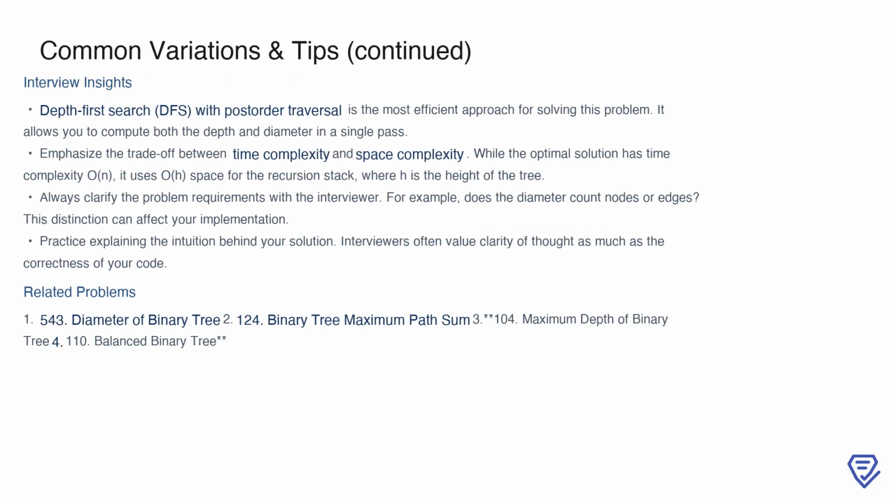Moving on to interview insights, the most efficient approach for this problem is to use depth-first search with post-order traversal. This strategy allows you to compute both the depth and the diameter in a single pass through the tree, making it highly efficient. When implementing this approach, it's important to keep in mind the trade-off between time complexity and space complexity. The optimal solution achieves a time complexity of n, but it requires h space for the recursion stack, where h is the height of the tree.